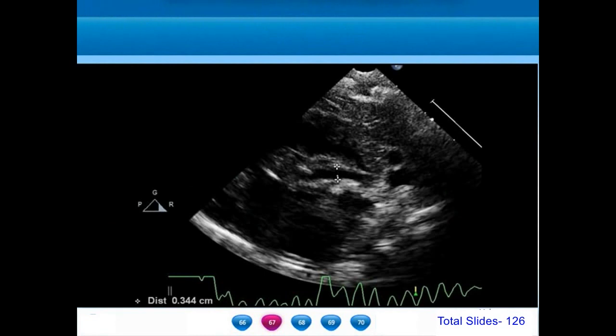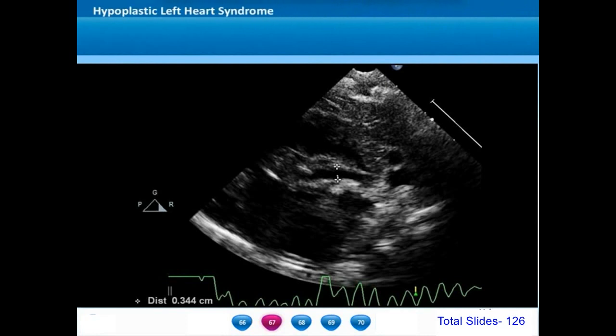On a parasternal long axis view, when we measure the ascending aorta, it's only around 3 millimeters. The size of the ascending aorta is an important determinant of the success of the Norwood stage 1 surgery. If the ascending aorta is extremely hypoplastic, measuring only 1 to 2 millimeters, it proves to be a very high risk candidate.